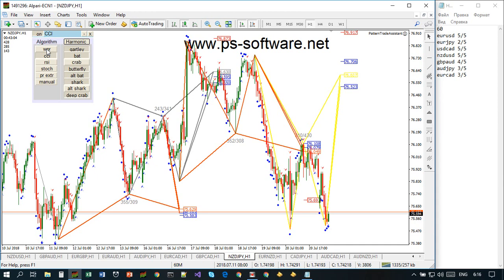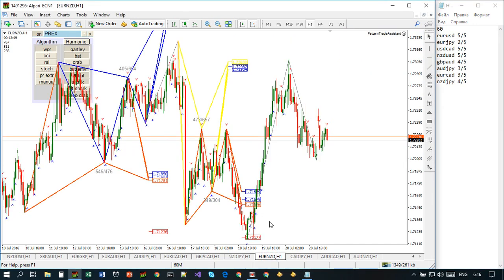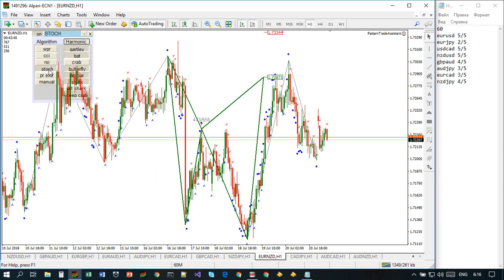Okay, 3, 4, 4. New Zealand yen, 4 or 5. Well, we have plenty of setups on 1 hour. Makes no sense to scan 30 minutes because we already have setups.